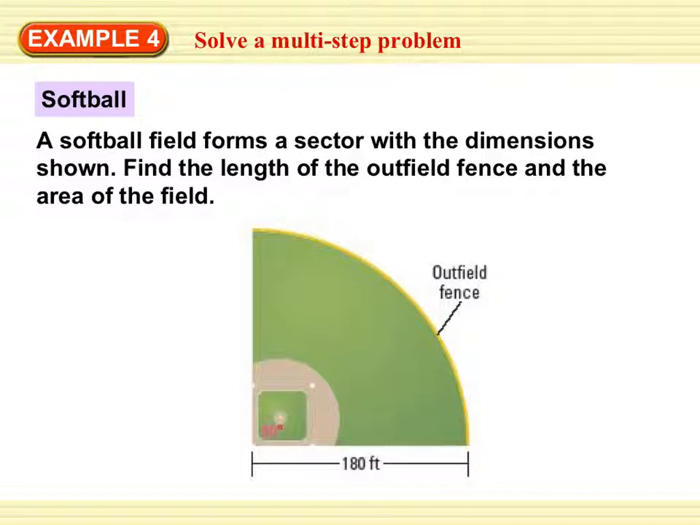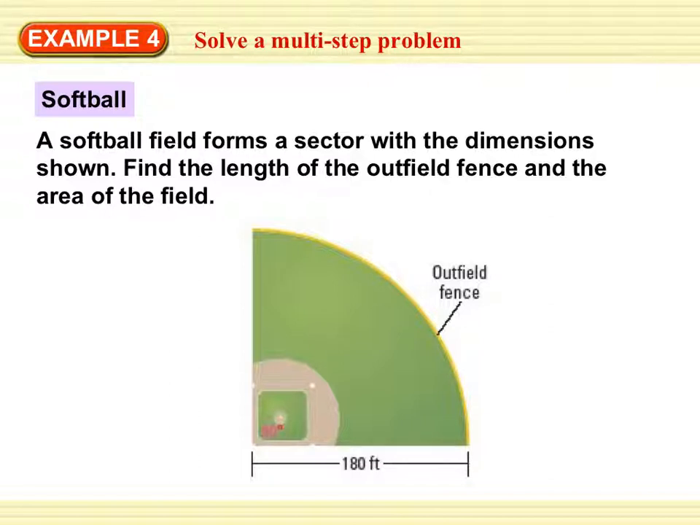Okay, last example. There are actually more slides than just this, but this is the last example. A softball field forms a sector with the dimensions shown. Find the length of the outfield fence and the area of the field. Now we defined radians as this, which actually equals this. We're not sure what's going on quite yet, so let's try to figure it out.